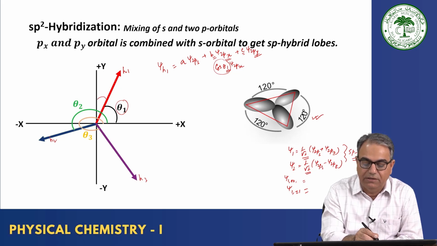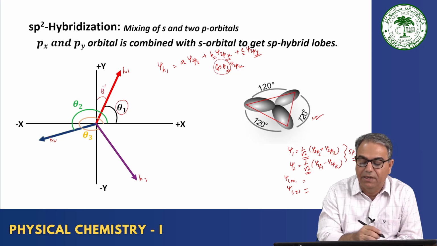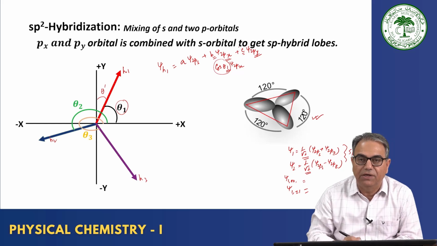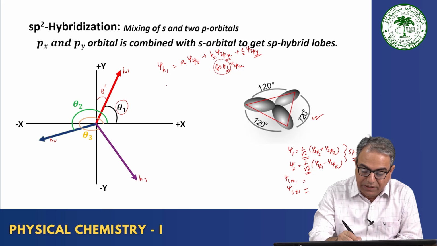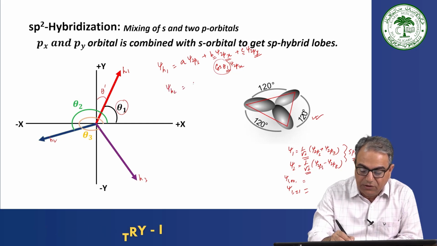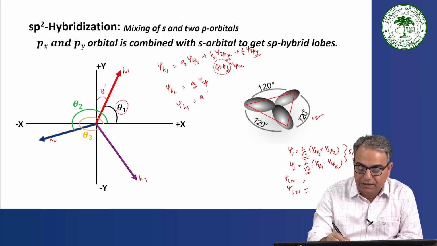Along this component you can write theta prime, and then you can write sin theta prime psi 2py here, and that will give you the c value. This way we can find out the different coefficients. But whenever you write psi h2, again you write psi 2ps, and this a remains a. Psi h3, this remains psi, sorry, it's not 2p, it's 2s. The first term is 2s orbital, so psi 2ps, this is also psi 2ps, and plus other terms.